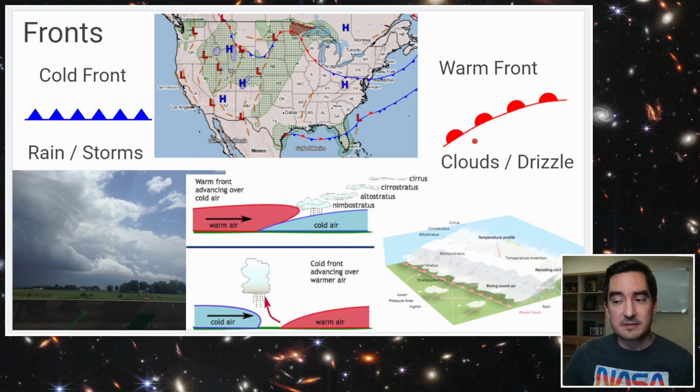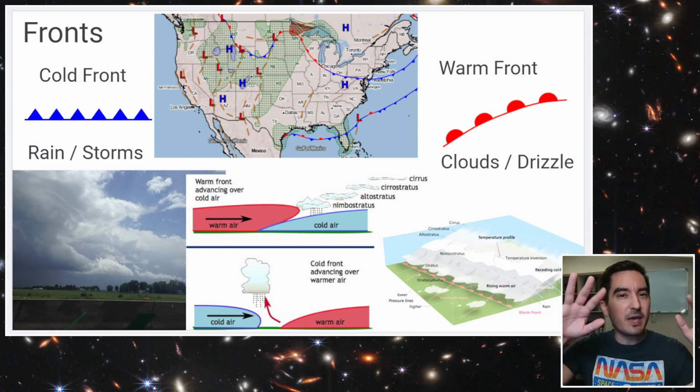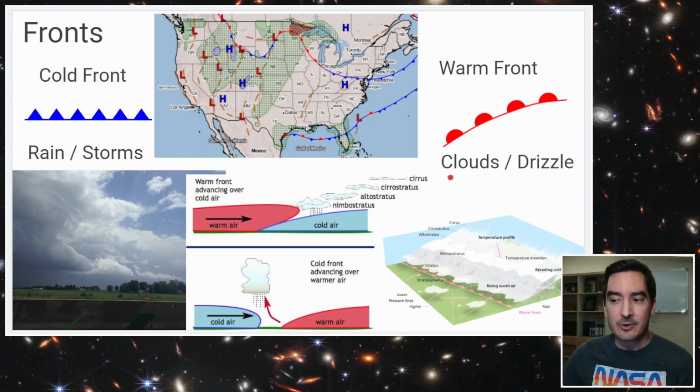A warm front is warm air that's pushing. You can see in this little diagram, the warm air is pushing the cold air and it pushes clouds up, up, up. And so it actually pushes away the clouds. Maybe you get some drizzle, some clouds and some light rain, but it mostly pushes away that stuff, okay? So those are fronts. What else do we have?